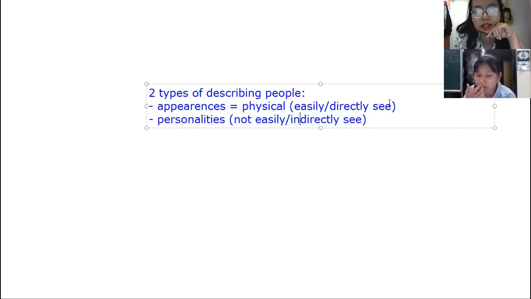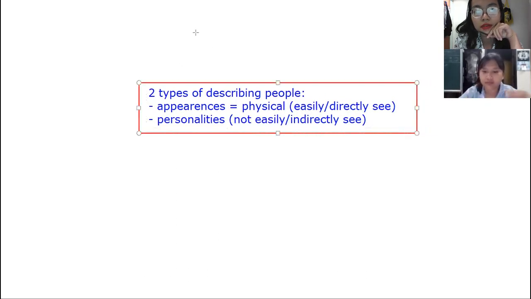Done here. This one I want you to remember first. And today we are going to learn only the appearance.